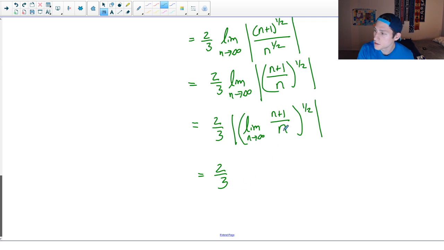Now, the limit as n goes to infinity of n plus 1 over n. This should be something we could easily do in our heads. If I just plug in infinity, I get infinity over infinity. So we would have to do a quick L'Hopital's rule. But look, derivative of the top is just 1. Derivative of the bottom is 1. So this whole limit is just 1. Right? And square root of 1 is 1. And the absolute value of 1 is 1. So this is all just 2/3 times 1, which is 2/3. And since we are doing the ratio test, what matters is that this is less than 1.